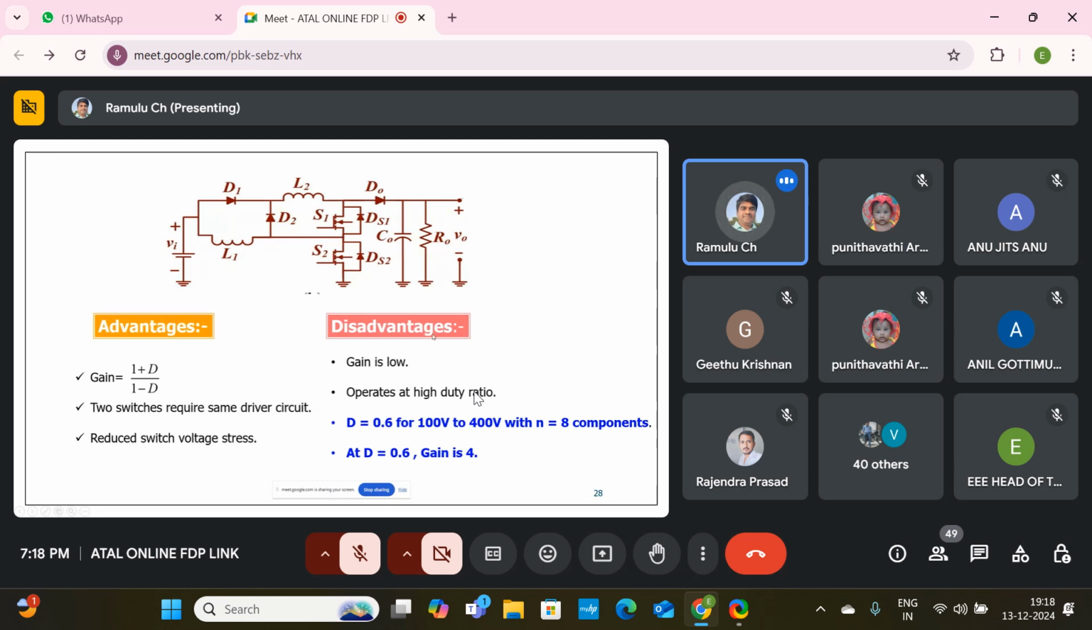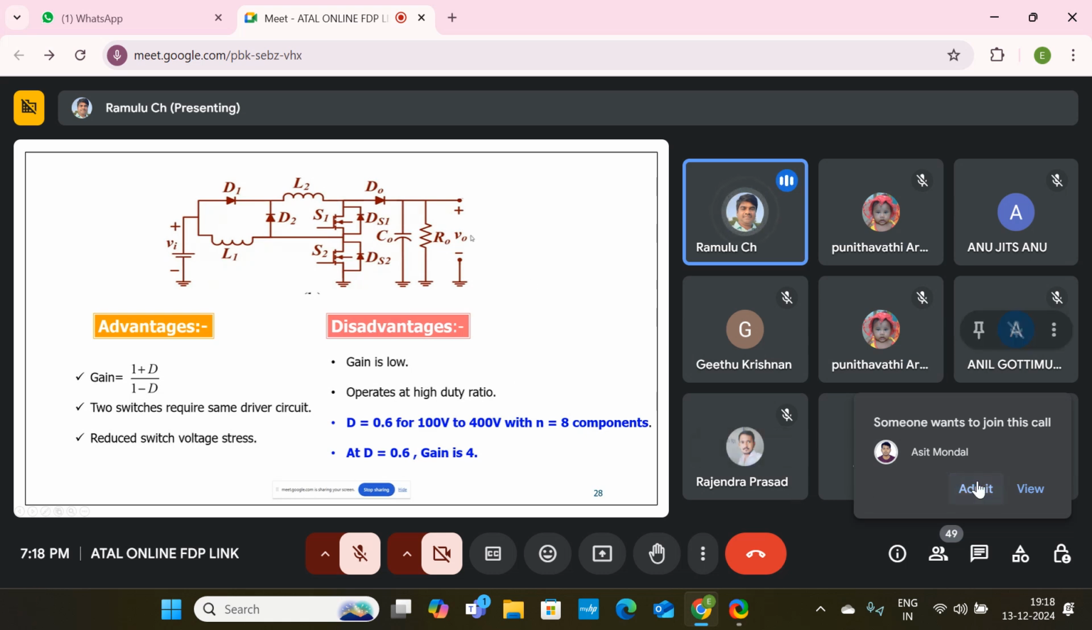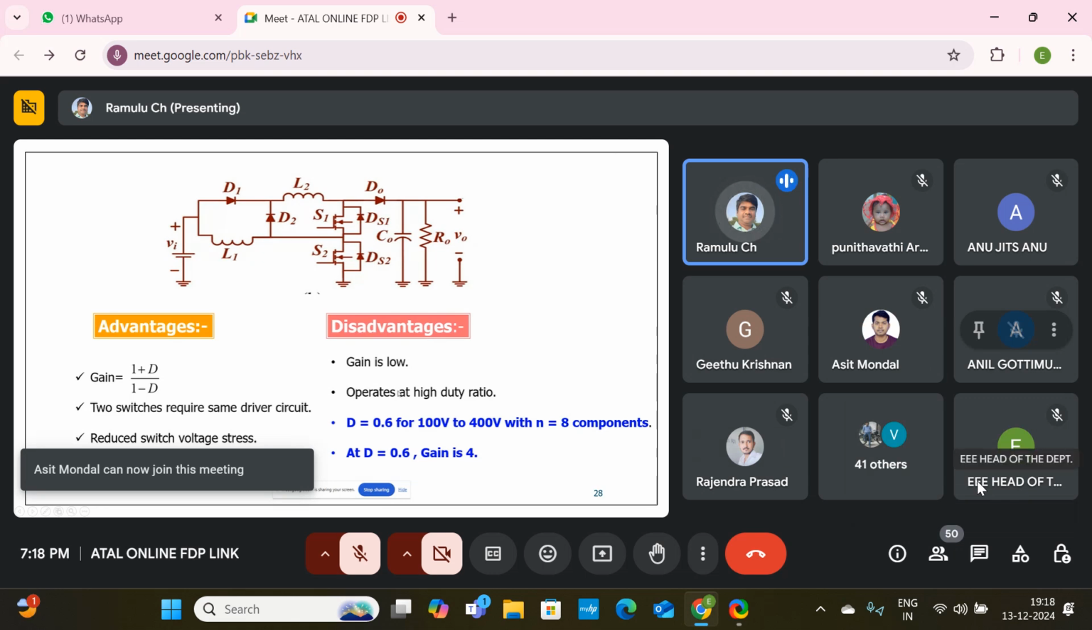But what about the gain? The gain is low. I am giving 100 volts and getting 400, so it is boosting only 4 times. To achieve 100 to 400, the operating duty ratio is very high: duty ratio D is equal to 0.6 for 100 to 400, with N equal to 8 components. At D equal to 0.6, the gain is 4 only. These are the problems we identified.